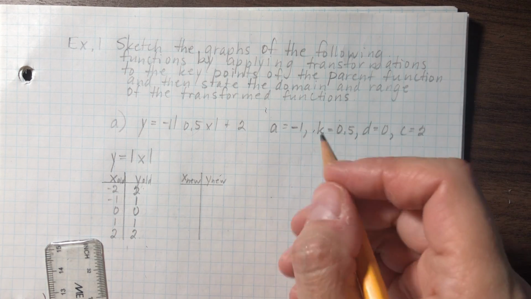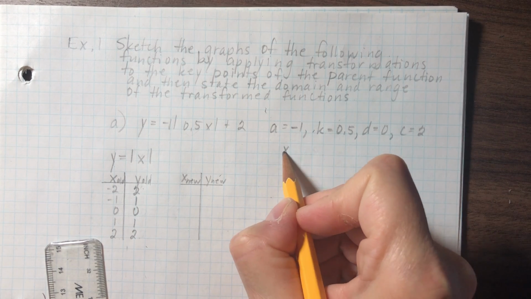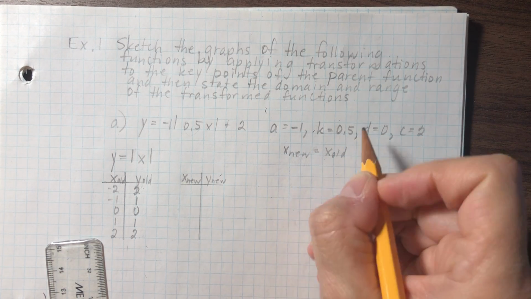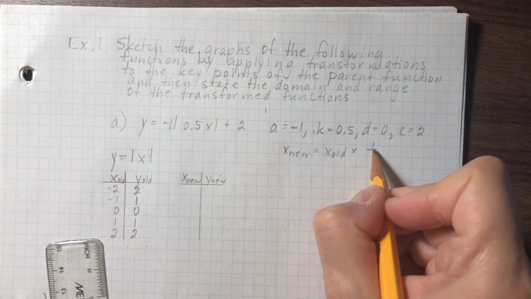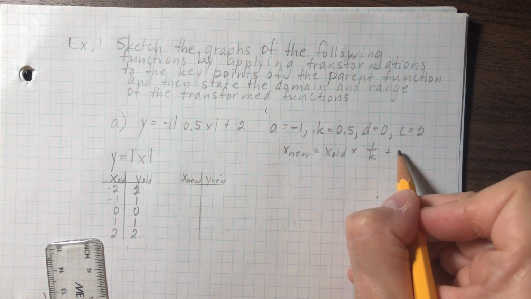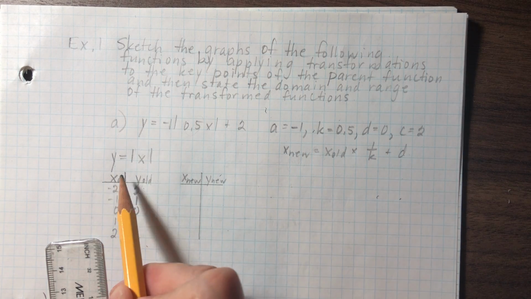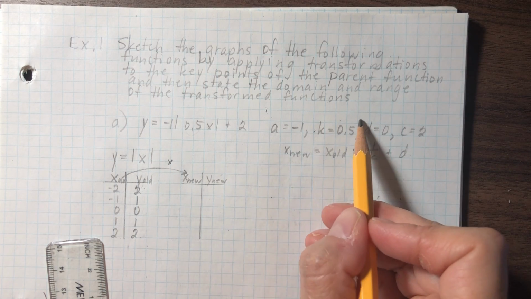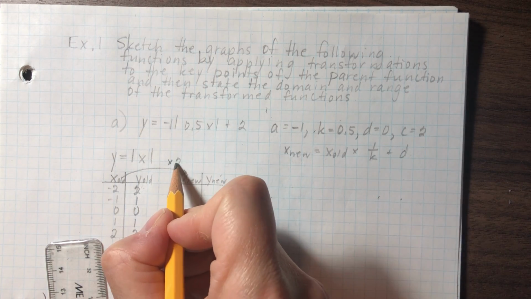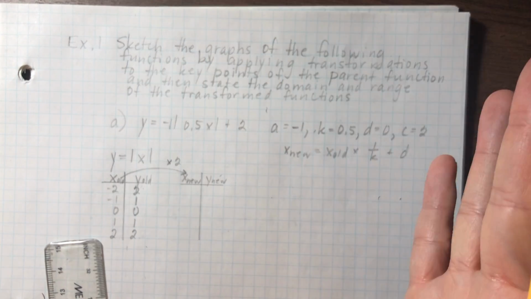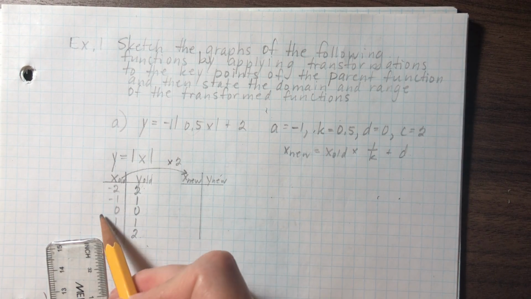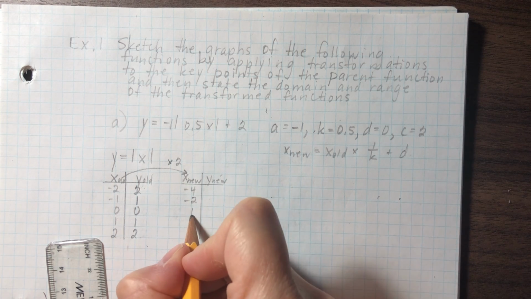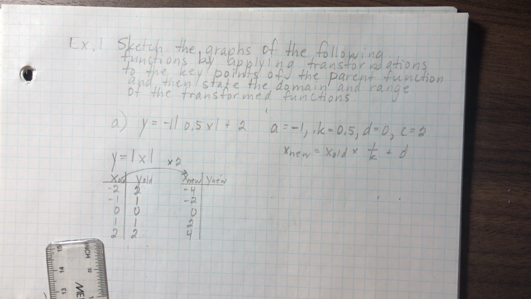And remember the transformation formulas to find the new x coordinates. I'm going to take each of the old x coordinates. I'm going to multiply by the reciprocal of k and add the d value. So in this case, I'm going to multiply by 2 because the reciprocal of a half is 2, and adding 0 is nothing. So I'm just doubling these, which would give me the new x coordinates. So -4, -2, 0, 2, and 4.